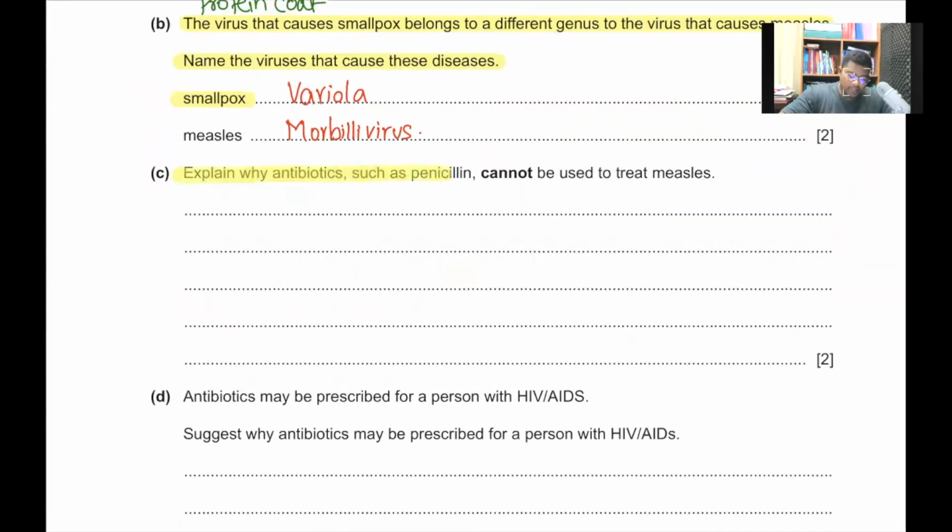Explain why antibiotics such as penicillin cannot be used to treat measles. Penicillin only acts on bacteria and measles is caused by a virus. Morbillivirus does not have a cell wall. Neither do other viruses. Morbillivirus does not have cellular structure. So that's why we cannot treat measles with antibiotics.